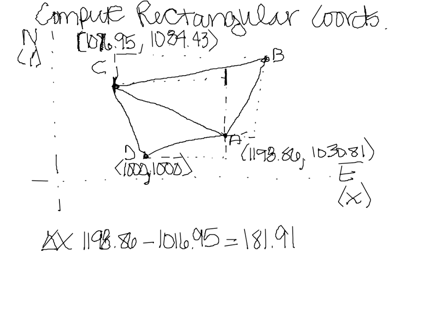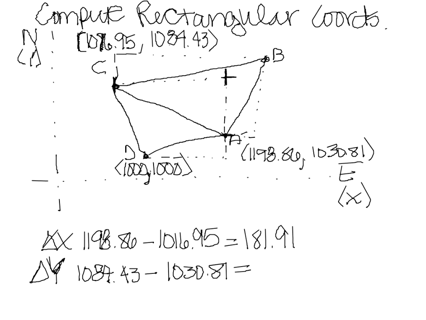181.91. And then, isn't the distance from here to here just the change in our y coordinate, or our northing coordinates, which would be 1084.43 minus 1030.81. By the way, it doesn't matter which order you subtract them. Even if you end up with negative numbers, it makes no difference. All we're looking for is the difference between the 2 points.